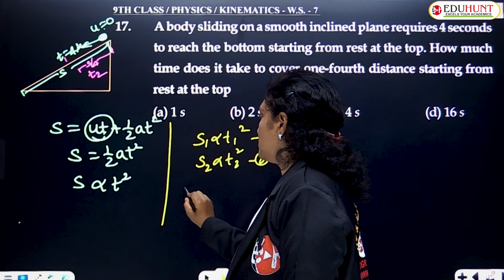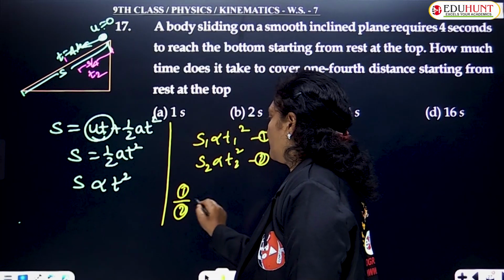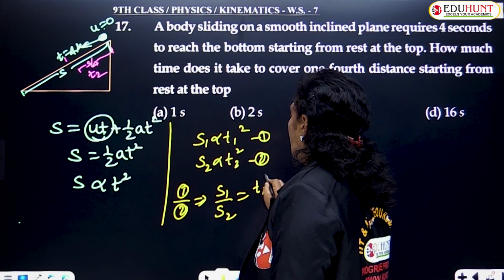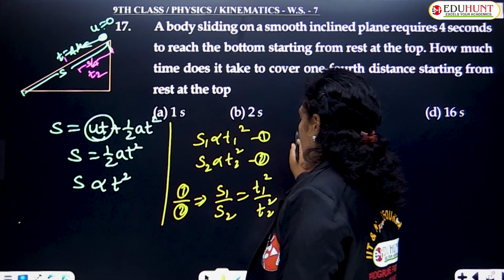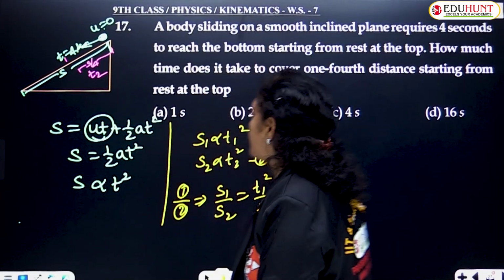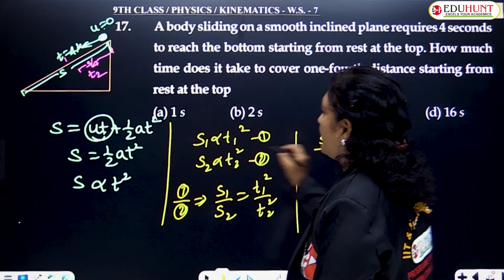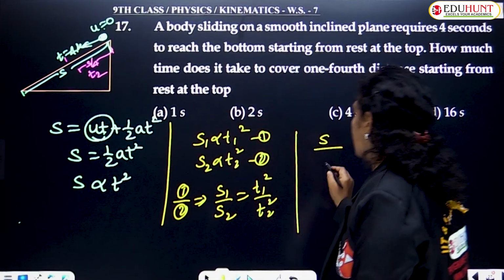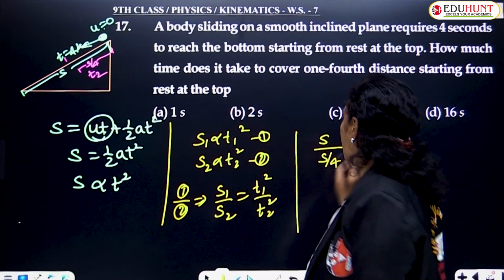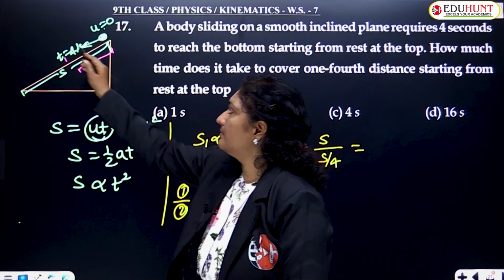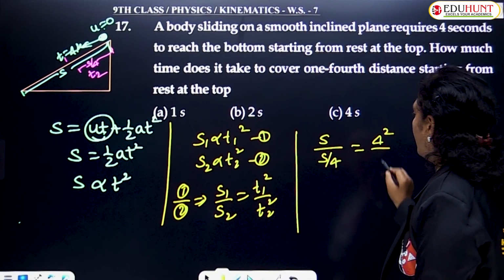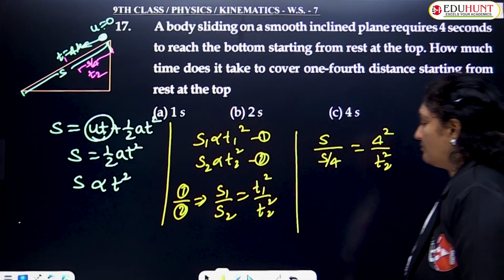So let us divide the two equations, 1 upon 2. Then how much will you get? s1 by s2 equals t1 square by t2 square. Substituting all the values. S1, what was the initial distance that was given, children? Yes, s. S2 is 1/4 of that distance. So s upon s by 4 equals the initial time, given as 4 seconds, so 4 square upon t2 square, which you need to find out.